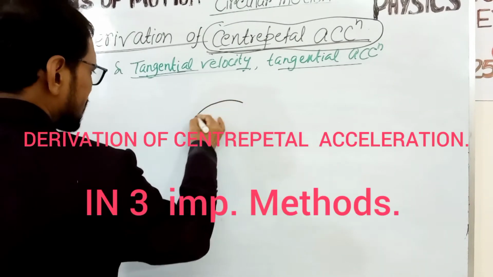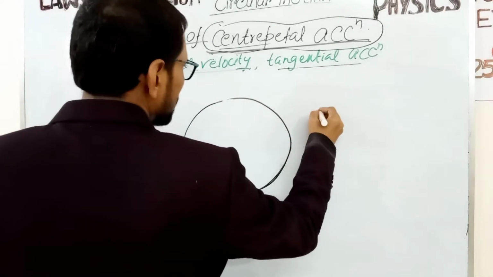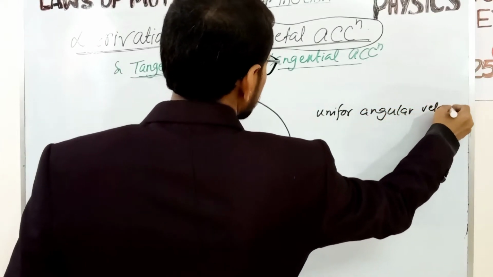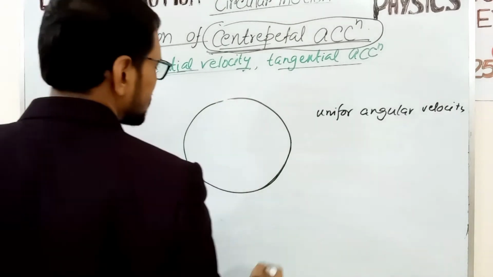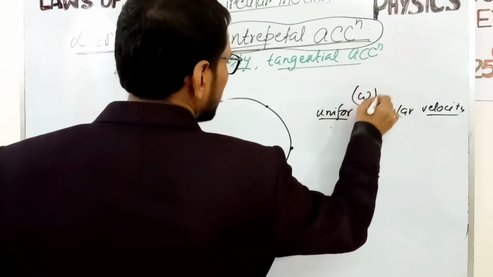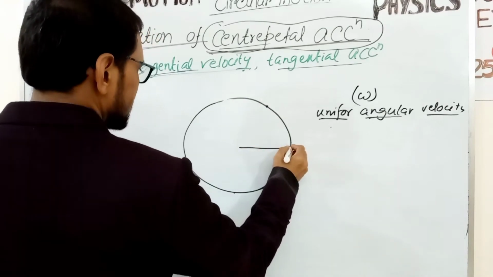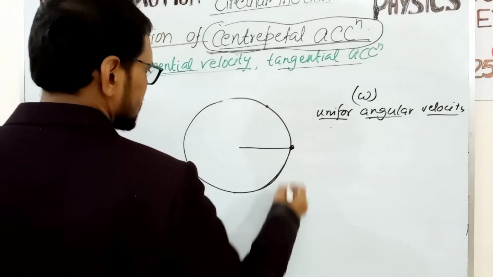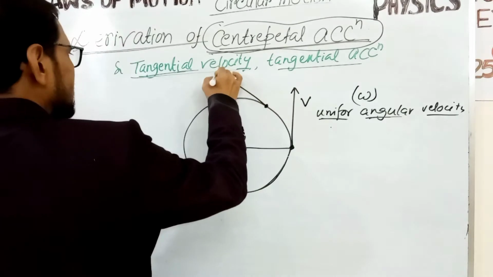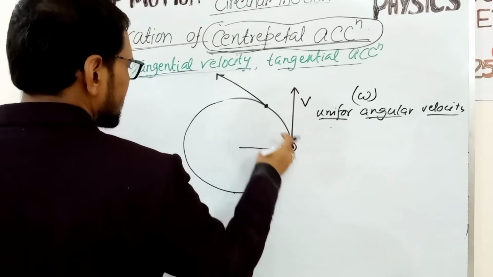When a particle rotates in a circular path with uniform angular velocity, because it rotates in a circular path, angular velocity comes in here. Suppose the particle rotates with uniform angular velocity, omega is constant. Now when the particle is here, it has a tangential velocity v, and when the particle is here, it also has a tangential velocity, that is, the velocity at any point on the circle is along the tangent.